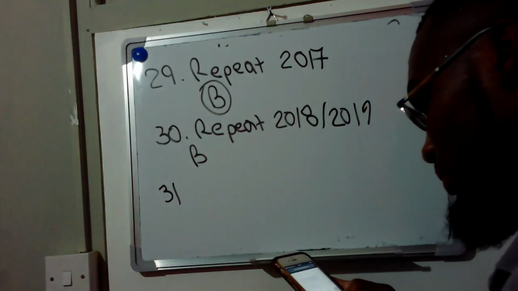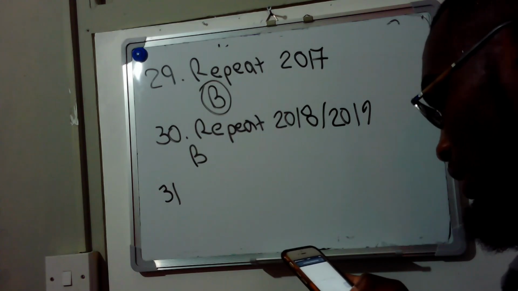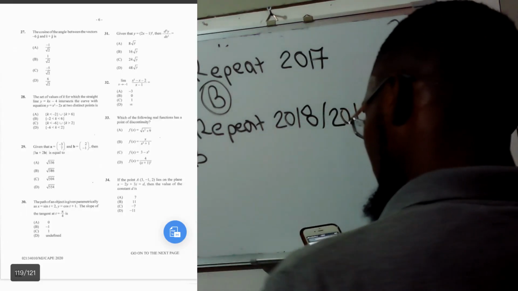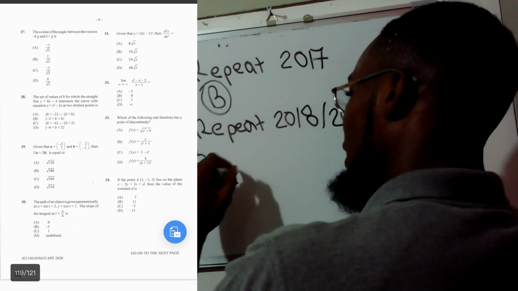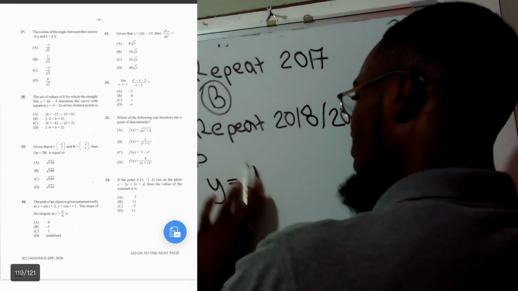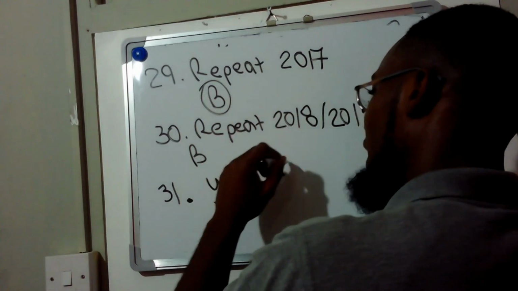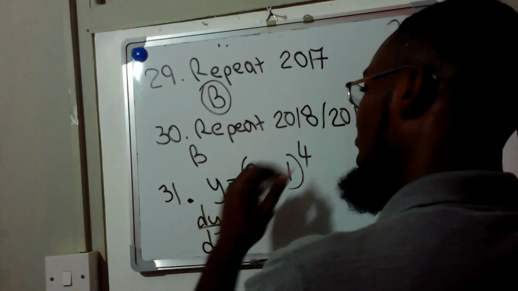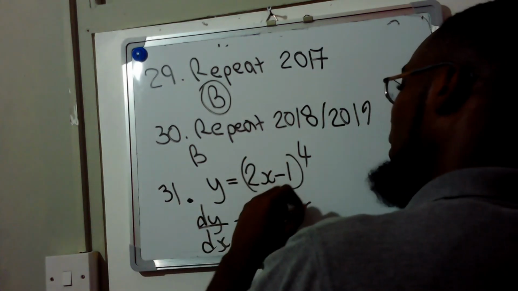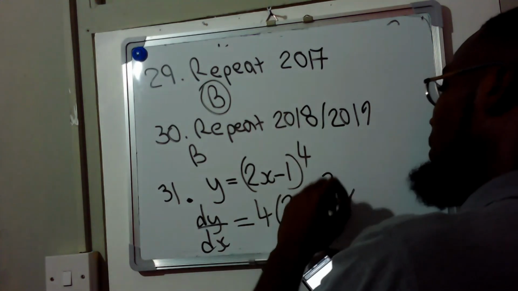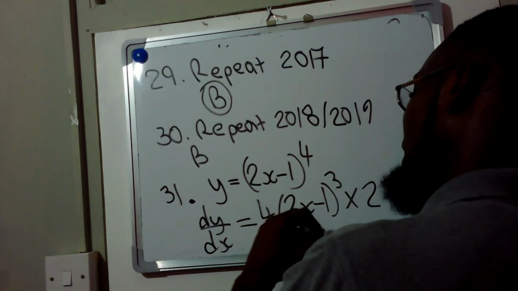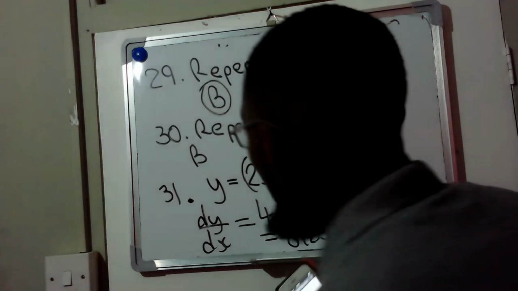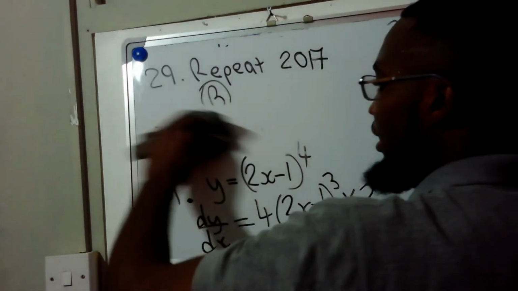Number 31. I've never seen number 31. It says y is equal to 2x minus 1 to the 4. So dy/dx is going to be equal to carry down the power 4, subtract 1 from the power, multiplied by 2, that works out to be 8 times (2x minus 1) cubed. That's dy by dx. So now we need to find d2y by dx squared.